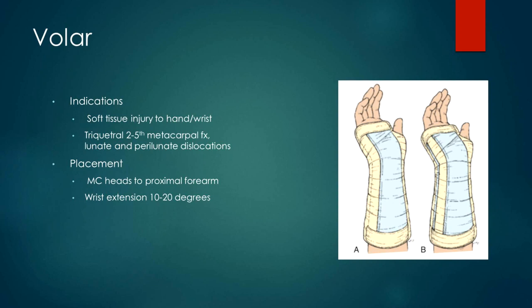Volar splint. These are going to be soft tissue injuries to your hand and wrist. Any of the triquetral metacarpal fractures, lunate or perilunate dislocations, any of those are going to be placed into a volar splint. The metacarpal heads to the proximal forearm, wrist extension in 10 to 20 degrees. You can add a posterior aspect to this as well if you would like to for further stabilization of maybe a bad metacarpal fracture. But that's your volar splinting there.